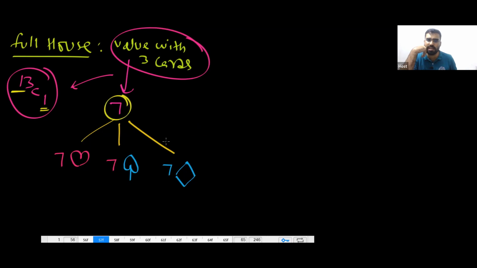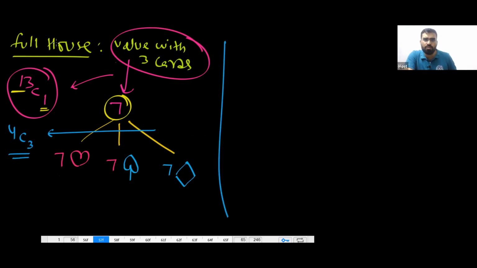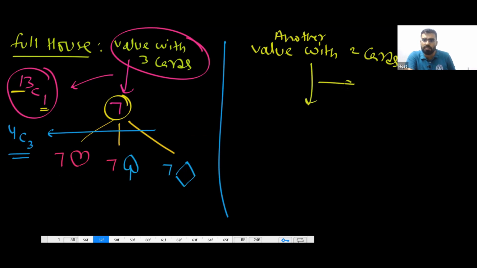So let's assume you select this value. After selecting this value, you need to select 3 suits from 4 suits. Now what else do you need to do? There should be another value with 2 cards.